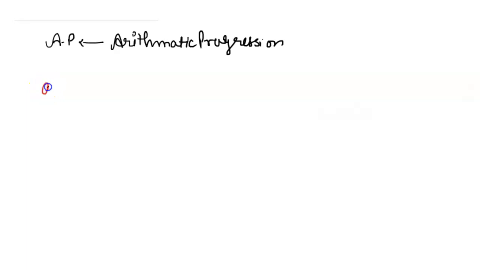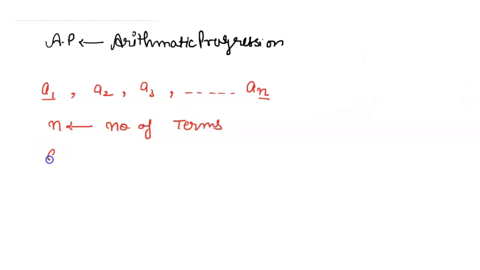It is a series in which the difference is the same, like A1, that is the first term, A2 the second term, A3 the third term, and so on. The last term is the nth term. Here n is the number of terms in this AP, and a or A1 is the first term.